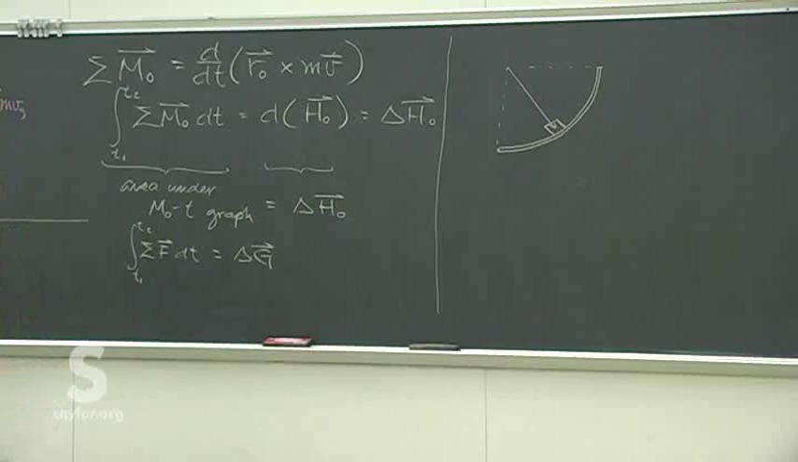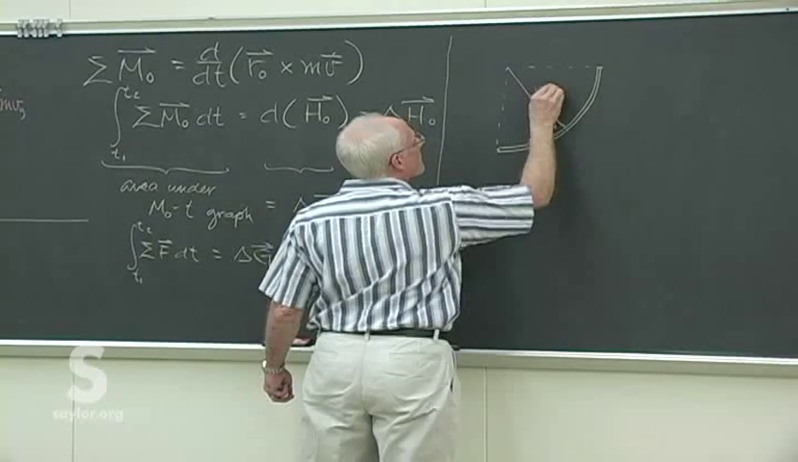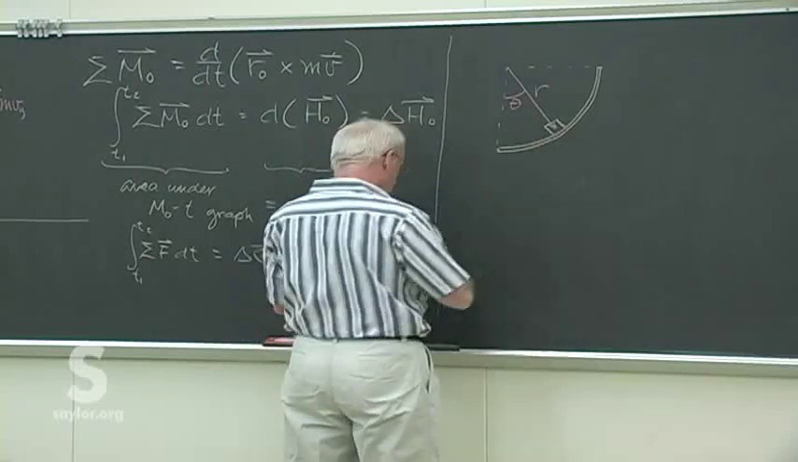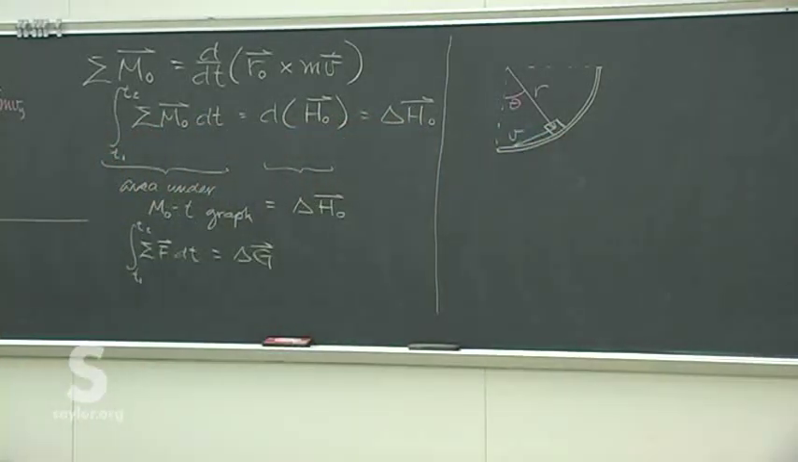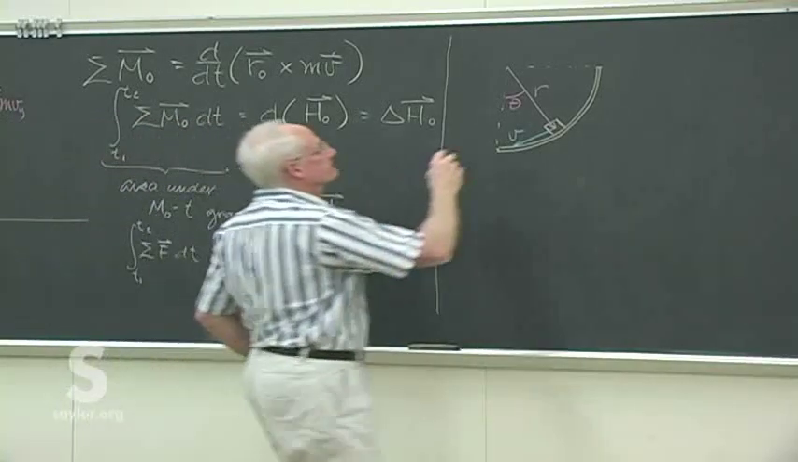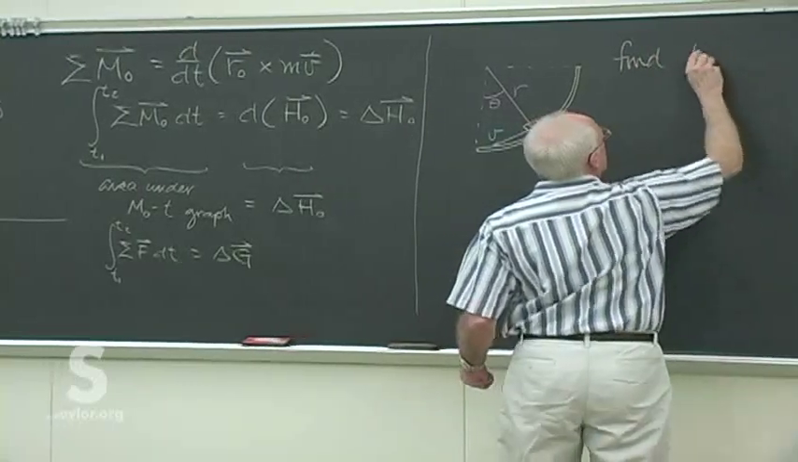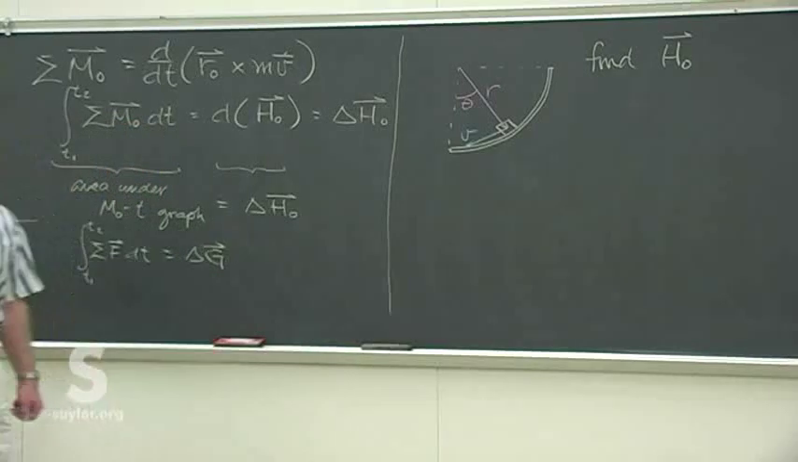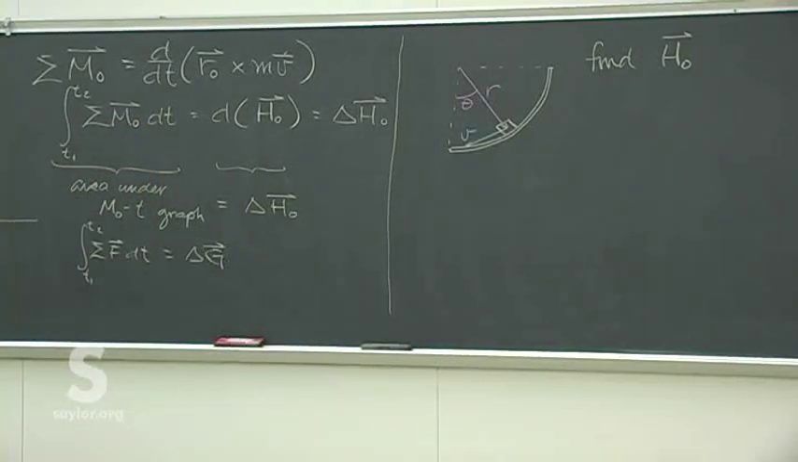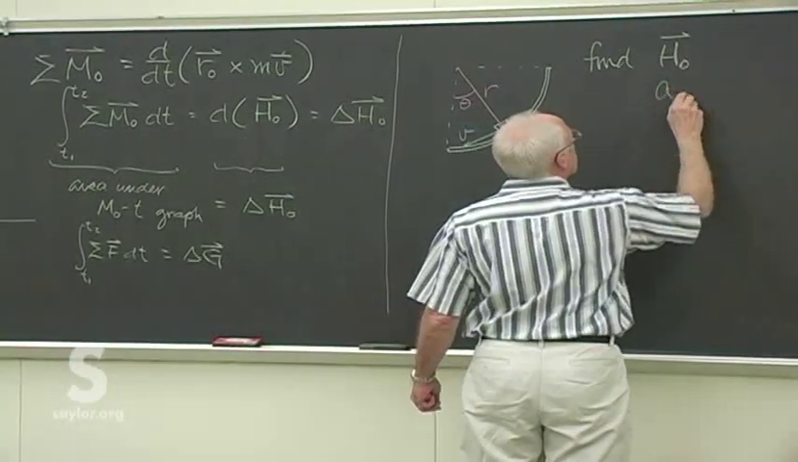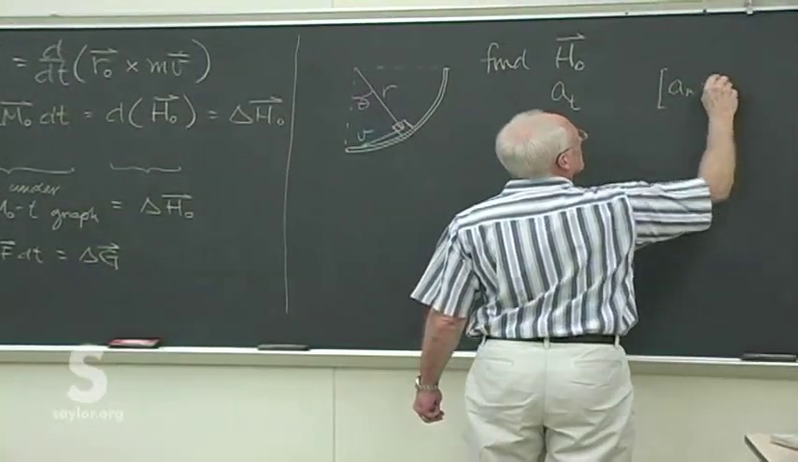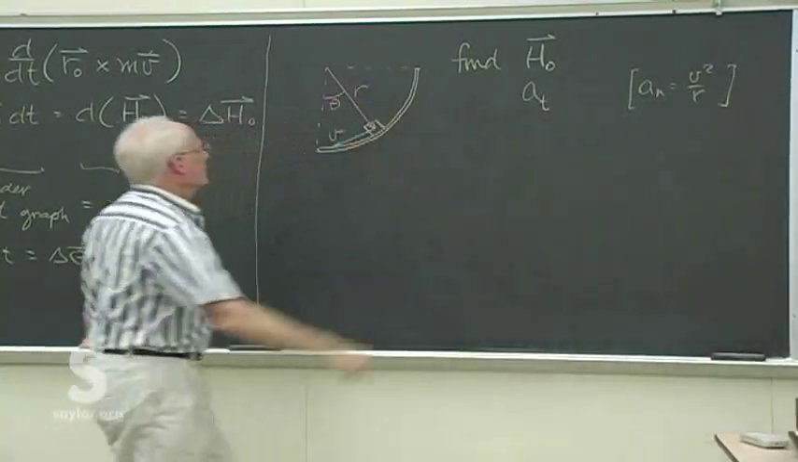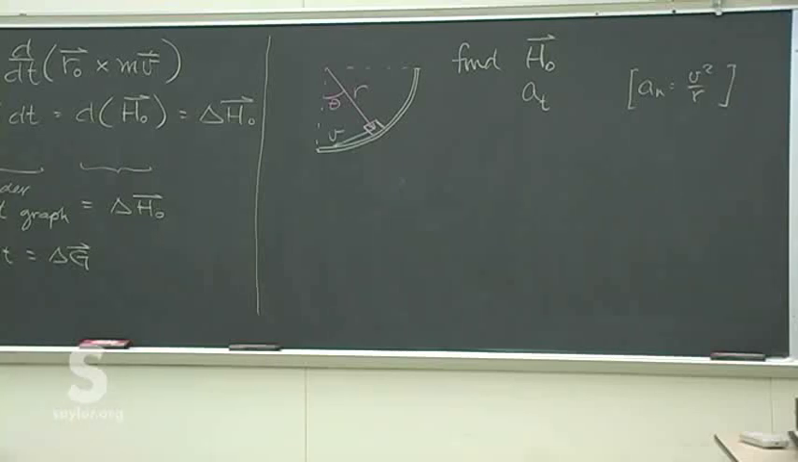So at some particular point, at some angle theta, it's got a velocity v down the path, and we want to figure out what the angular momentum is. And we want to find at that time what its acceleration is, which would be the tangential acceleration, because the normal acceleration is just v squared over r, and if we're assuming that we know some velocity at a particular angle, there's nothing there to calculate that, so we're not going to bother with that one.